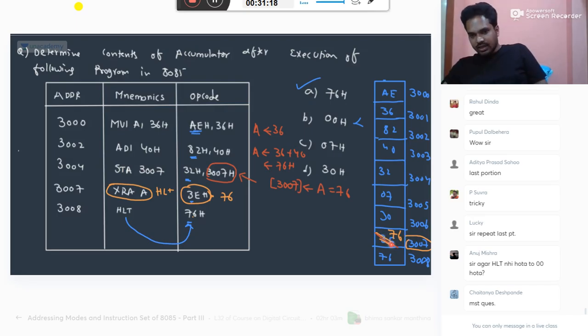The computer comes from here to here. By the time it reaches here, this value has already been replaced by the program itself. At 3007 memory location it is writing the accumulator value, which is 76. Because 76 is coming here, 3E is replaced by 76. So this program modifies itself. This line will be replaced by this line dynamically while the program is running. The computer will read this, do this, and by the time it comes here, it becomes 76.